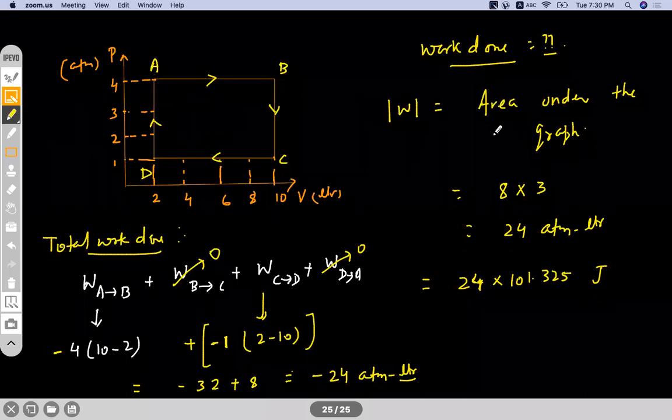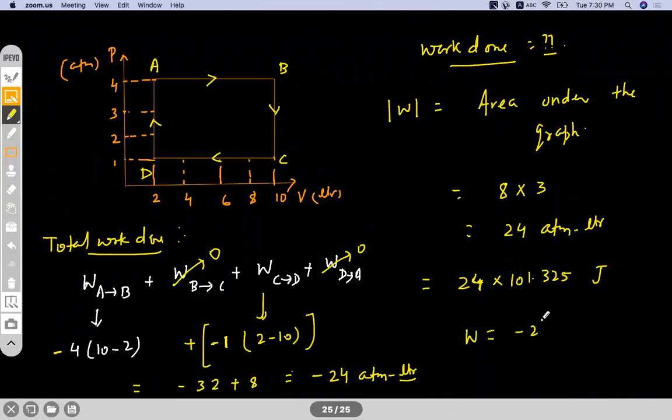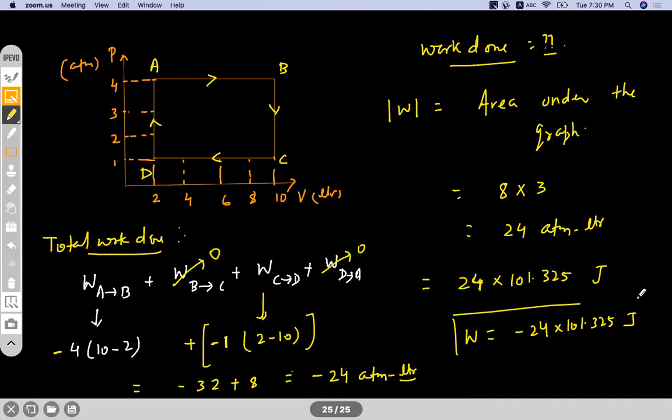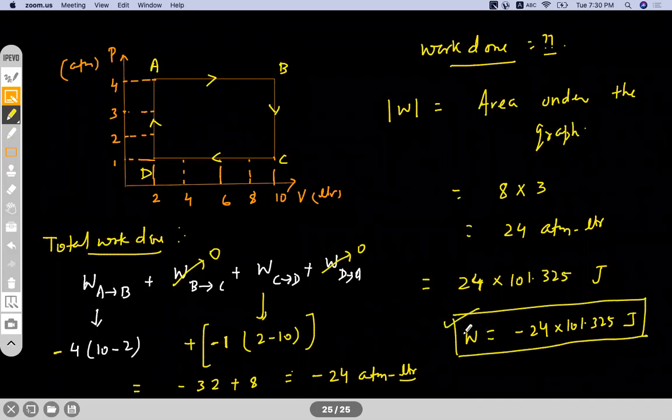How do we find out magnitude? We'll find out the area. So area gives you the magnitude, but since it is a clockwise process, the answer for work done would be minus 24 into 101.325 joule. This is the answer. Tell me, any doubt in this? Clear, understood? Respond, guys. No doubt? Yeah. So simply you find out the area of the graph. If it is clockwise, put a negative sign. If it is anti-clockwise, it is work done on the system, positive, and that is your answer.